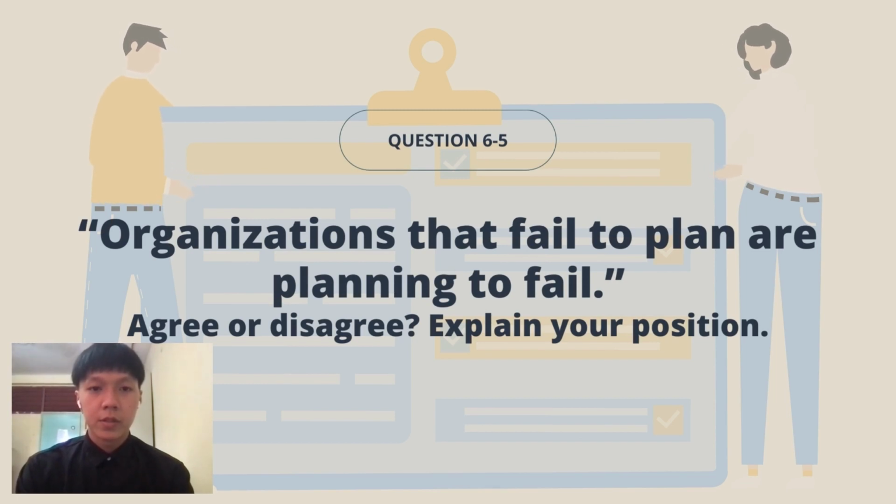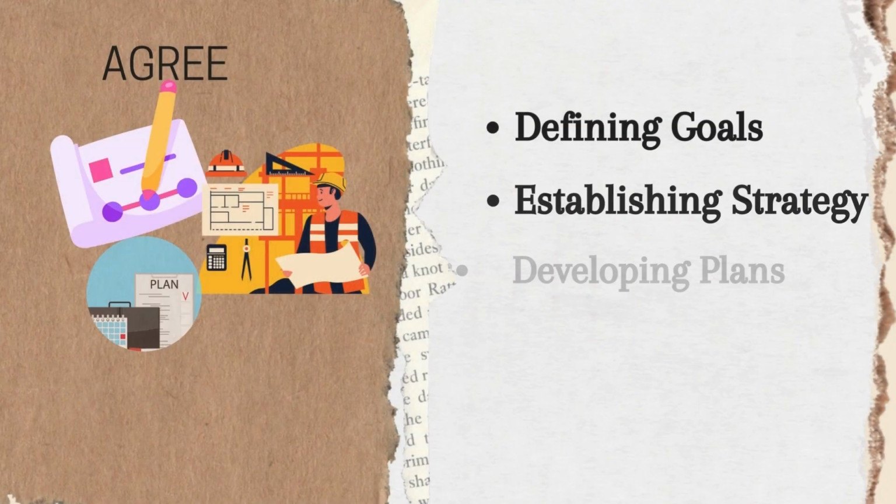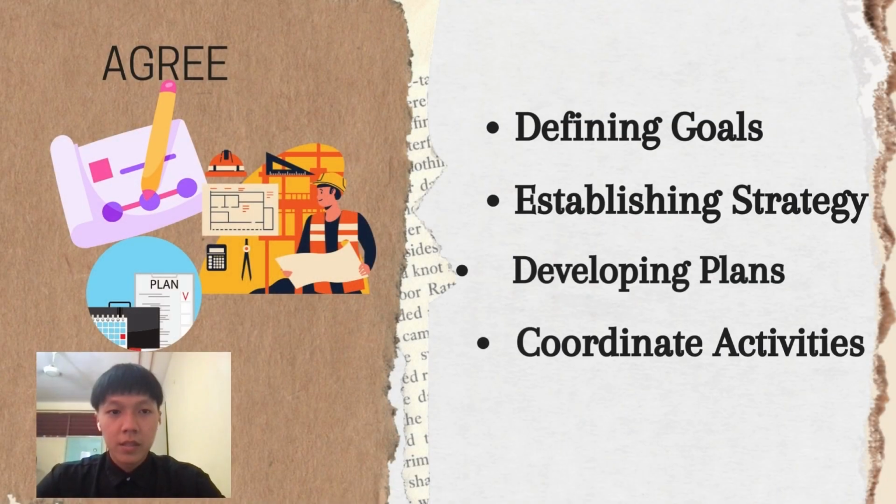So right now I'm going to discuss question 5, which is: organizations that fail to plan are planning to fail. Agree or disagree? Explain your position. Personally, I'm agreeing with this statement.